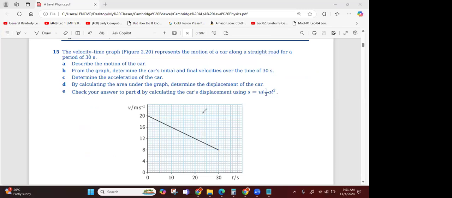By calculating the area under the graph, determine the displacement of the car. Do that question.